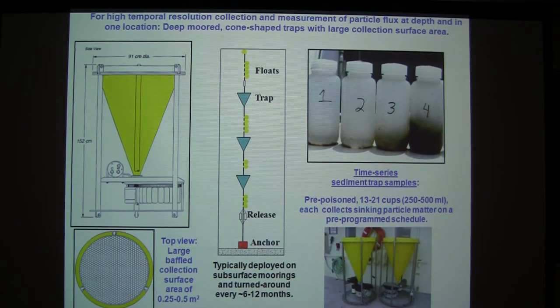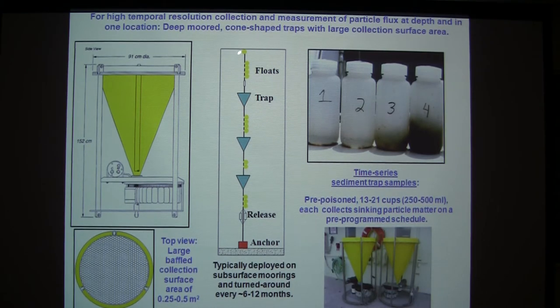Okay, so again, for the high temporal resolution deep water or subsurface, sub-euphotic zone fluxes, we use these time series sediment traps. This is just a schematic so you can get a feel for how big they are. They stand about a meter and a half high. They're about a meter in diameter. They have what we call a honeycomb baffle surface that is a couple centimeters thick. But the bottom line is we put several of these sediment traps onto subsurface moorings.